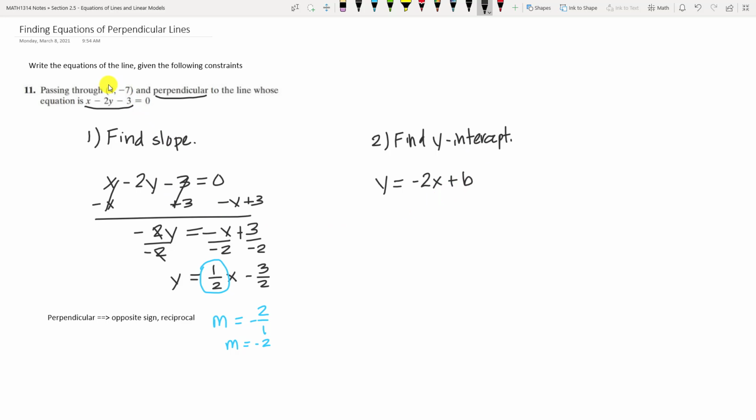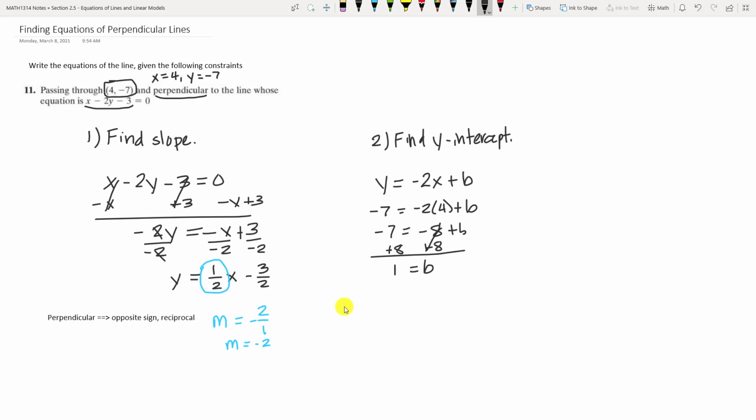The other piece of information they've given us is the point (4, -7). Recall that (4, -7) means x equals 4 and y equals -7. So we can come over here, and where we see y, let's put -7, and where we see x, let's put 4, and write plus b. Using this, we can solve for b. So -7 equals -8 plus b. And so we add 8 to both sides, and we get that b is equal to 1.